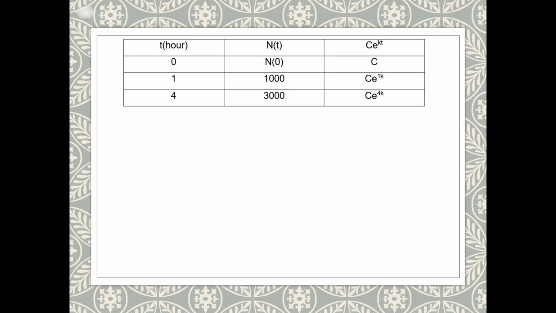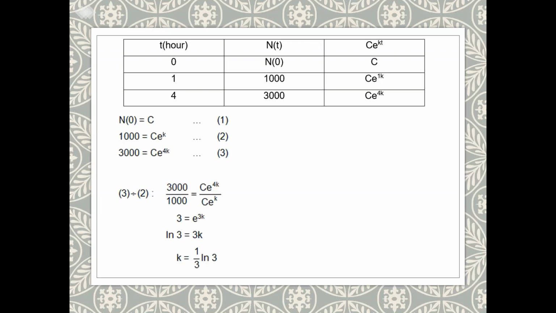Next, put the information into the following table. The first column is referred to t in hours, the second column is N(t), and the third column is the formula C e to the power of kt. When t is 0, N0 is equal to C. After 1 hour, which is when t is 1, N(t) is 1000, which is equal to C e to the power of 1k. And after 4 hours, N(t) is 3000, which is equal to C e to the power of 4k.